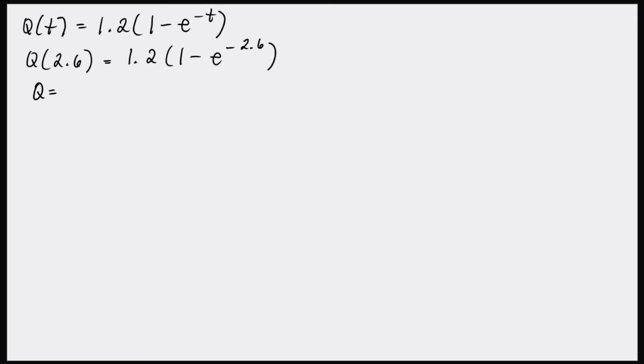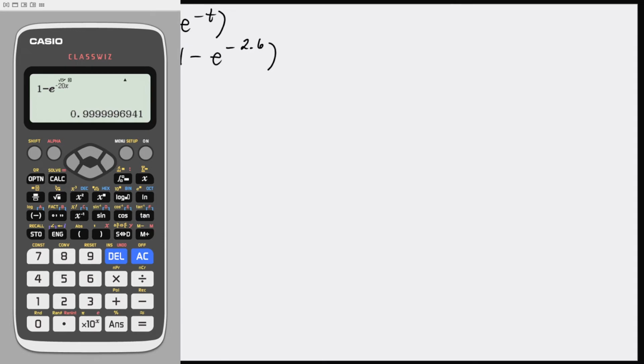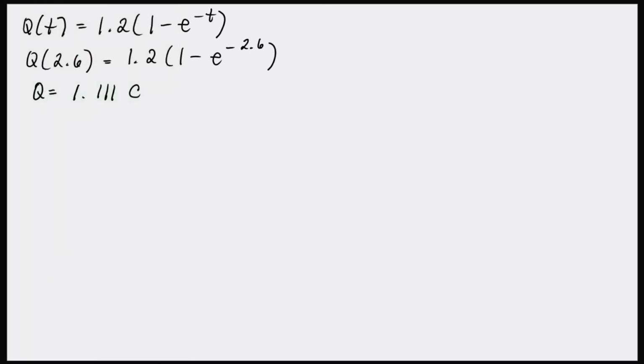let's bring out the calculator. So, we have 1.2 times 1 minus e raised to negative x. Then calc, what's the value of x? That is 2.6. It will be equal to 1.111. So, we have our charge 1.111 coulomb. Okay, so we have our Q is equal to 1.111 coulombs.